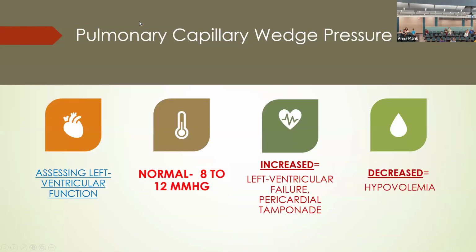Make sense? Okay. It looks at your left ventricular function. This one we want between 8 to 12. So what does that tell us? If it's high, there is lots of pressure against that balloon, and that tells us there's left ventricle failure, or you might have some tamponade, which we'll get to next week. And if it's low, there's not enough volume, right?